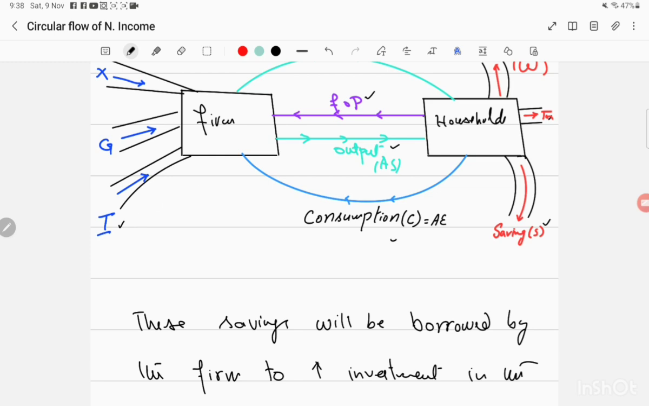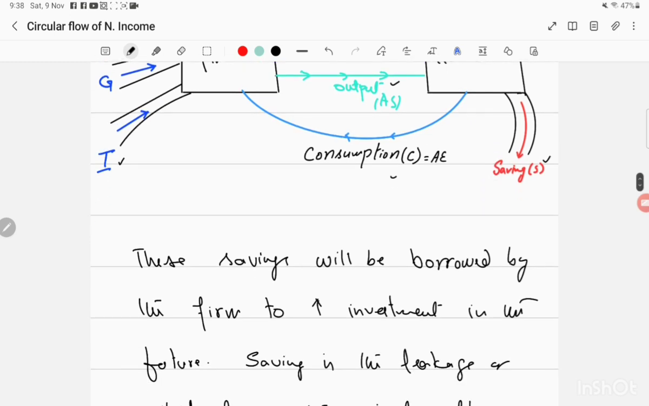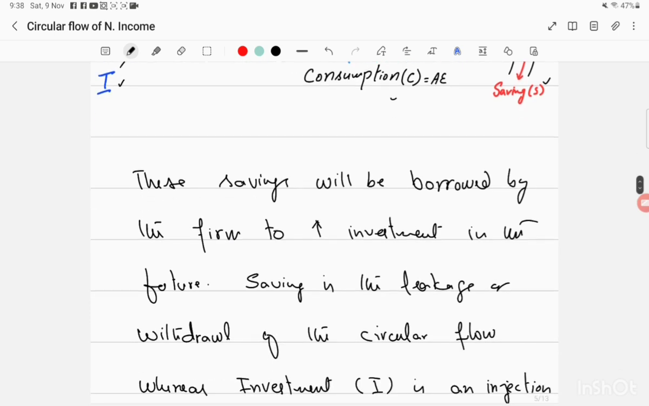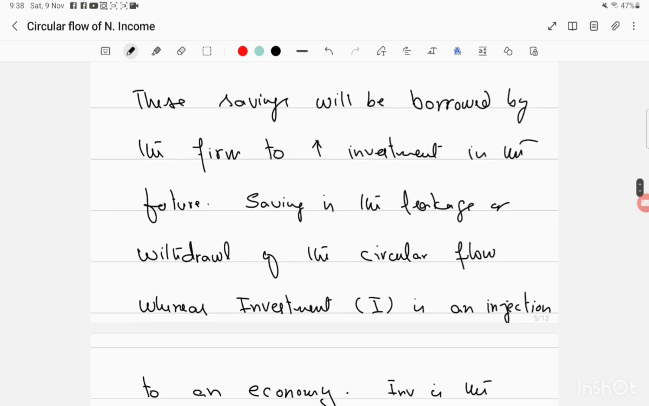So in the closed economy, when there was no government, saving was the first withdrawal, and that was matched by a form of injection in the form of investment by the firm. So when saving and investment are equal, again we will find the national income statistics, their income and expenditures will be equal, because investments are the producers' expenditures. Saving will be borrowed by the firm to increase the investment in the future.